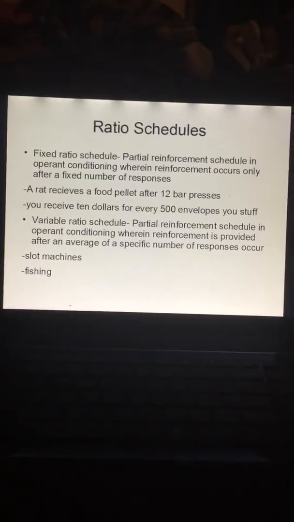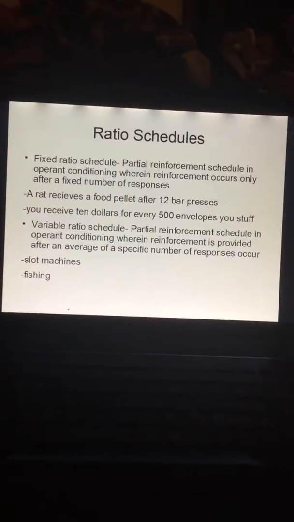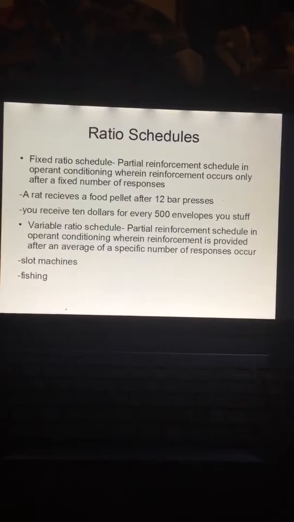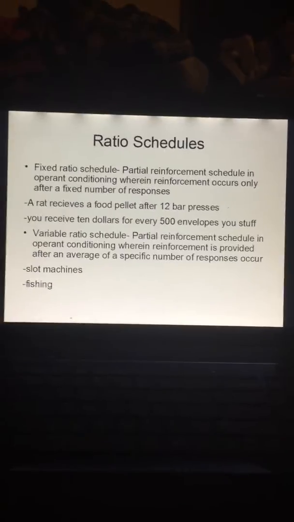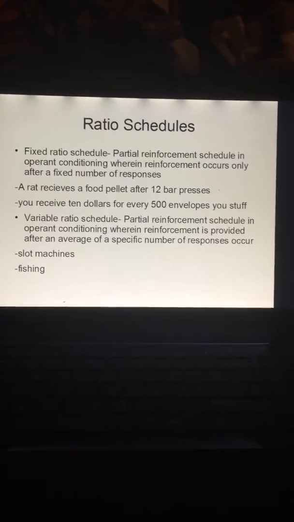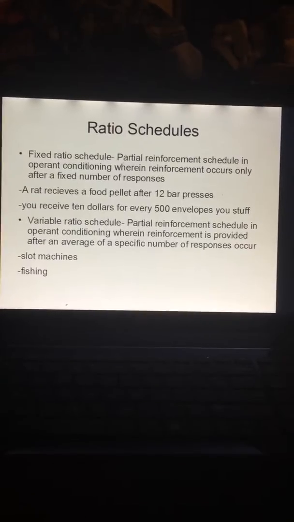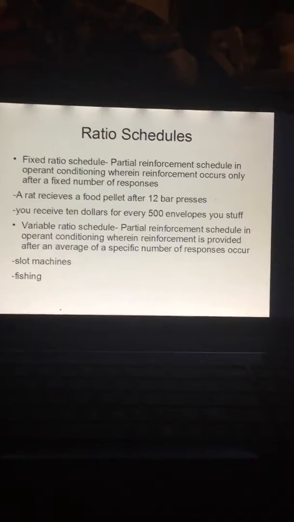If I know I get $5 for every 500 envelopes I stuff, that's not much incentive to stuff 500 envelopes, but hey, any port in a storm, right? So that happens. I predict for this amount of output, it's fixed that I'm going to get this amount of money. Fixed ratio schedule.